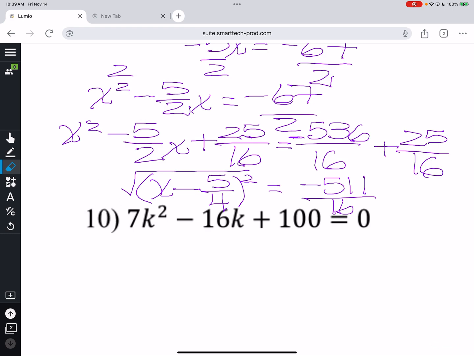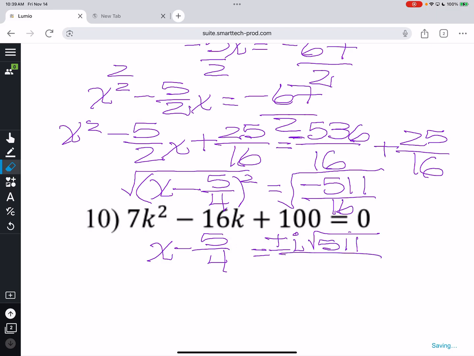Now we take the square root of both sides, which gives us x minus 5 over 4. And it's going to be plus or minus. We have a baby i, radical 511. Square root of 16 is 4. And then we're going to bring the 5 over 4 over as a positive. So your final answer is a positive 5 plus or minus baby i radical 511 all over 4.